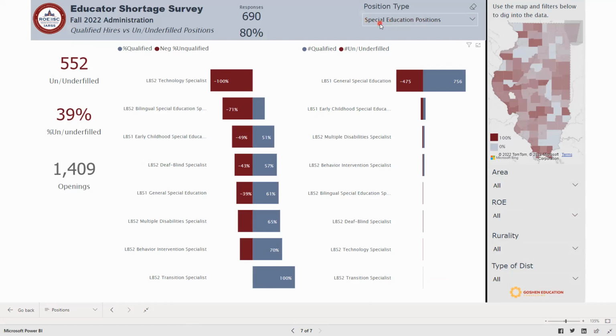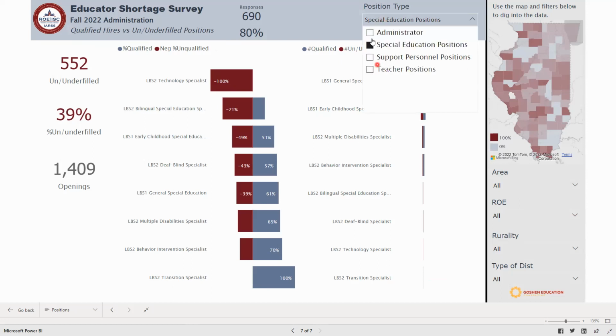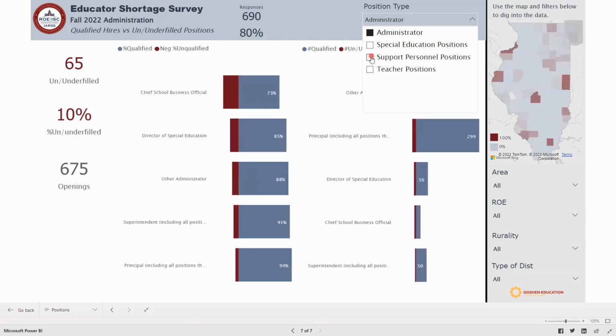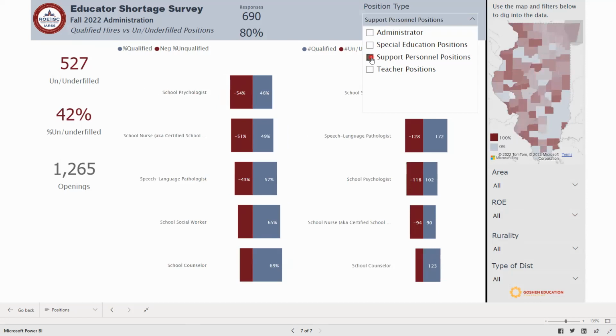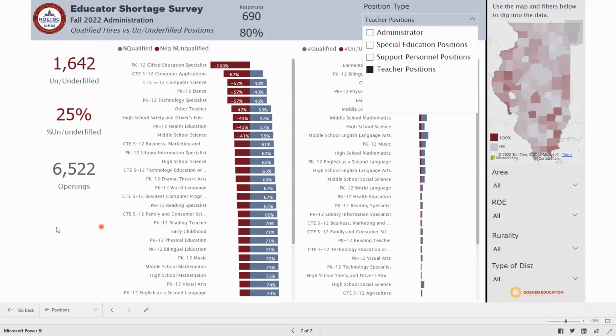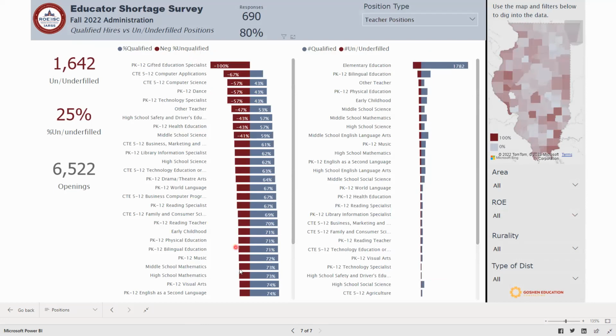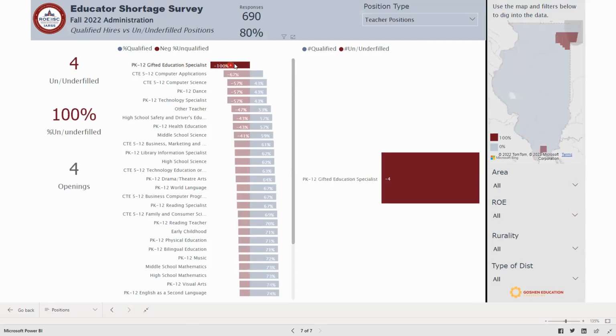So right now we're looking specifically at special education teacher positions. We could look at administrator positions, support personnel positions, or teacher positions. The two bar charts down the middle here, we're seeing this is the percent underfilled. So 100% of PK-12 gifted special education positions went underfilled. And just to give you an insight into that, so there were 4 openings posted. You can see where those were across the state, and all 4 went unfilled.